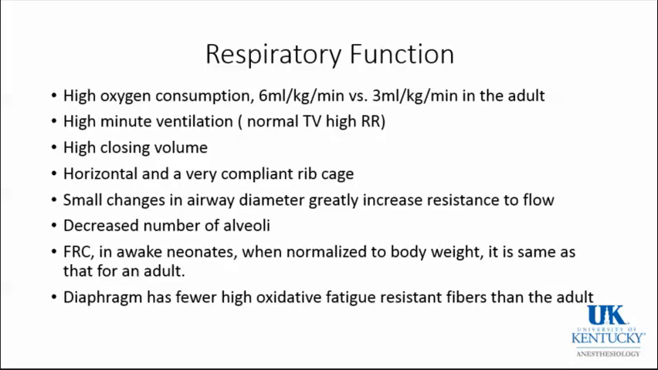A few words that could come in your boards would be oxygen consumption in a neonate. It's about 6 ml per kilo per minute versus 3 to 4 ml per kilo in adults. Children have a higher minute ventilation. They have higher closing volumes, and their rib cage is horizontal versus in adults it is more oblique. The horizontal to oblique change occurs once a child gets erect and starts walking around.